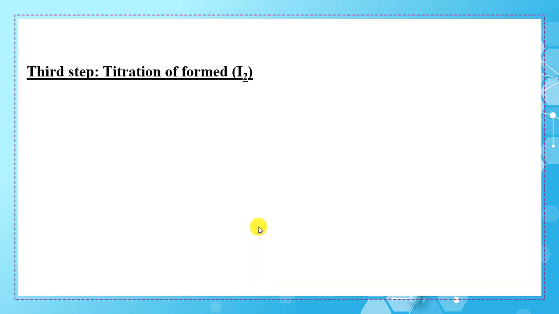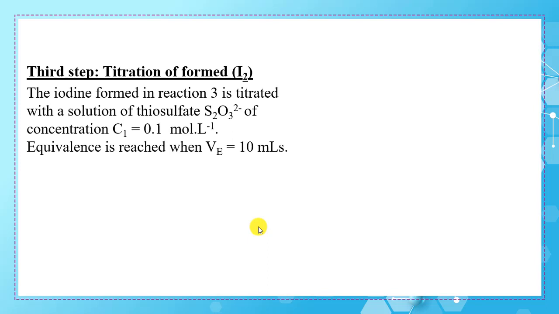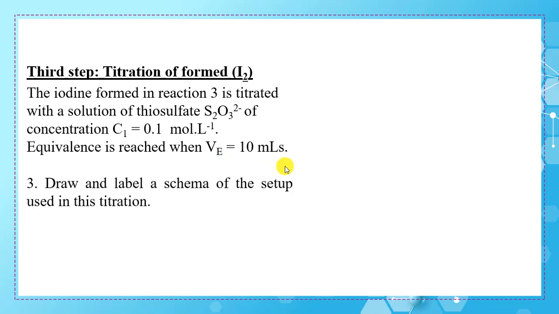The third step, which is the final step, is the titration of the formed I2. The iodine formed in reaction 3 is titrated with a solution of thiosulfate of concentration C1 equal to 0.1 mol per liter. The equivalence is reached when VE equals 10 milliliters. The question is to draw and label a schema of the setup used in this titration.